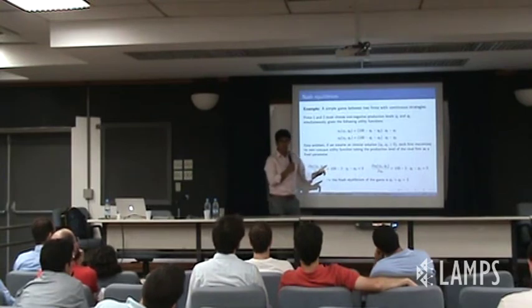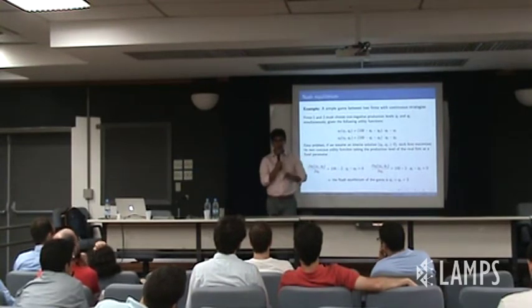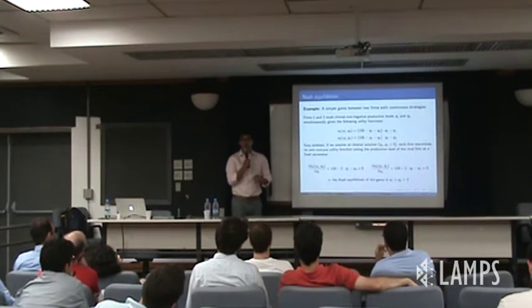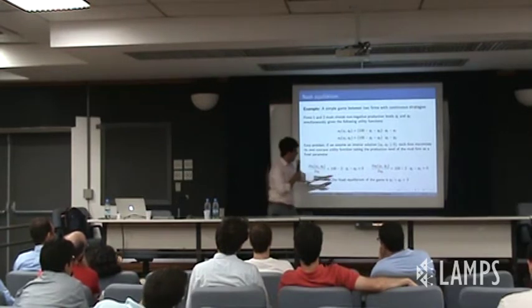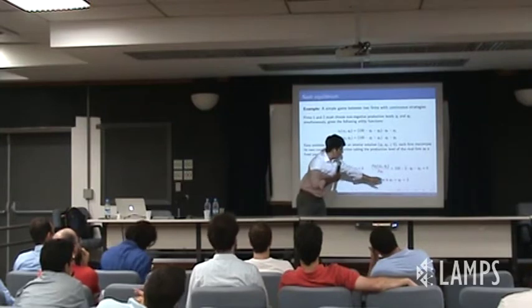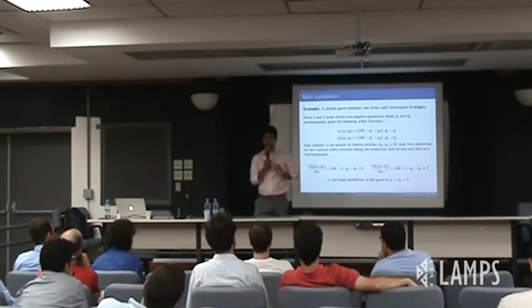Okay? The function is concave. I want to find the maximum. Very easy. I set that equal to 0. And then I do the other one. The only Nash equilibrium of the game is Q1 equals Q2 equals 3.